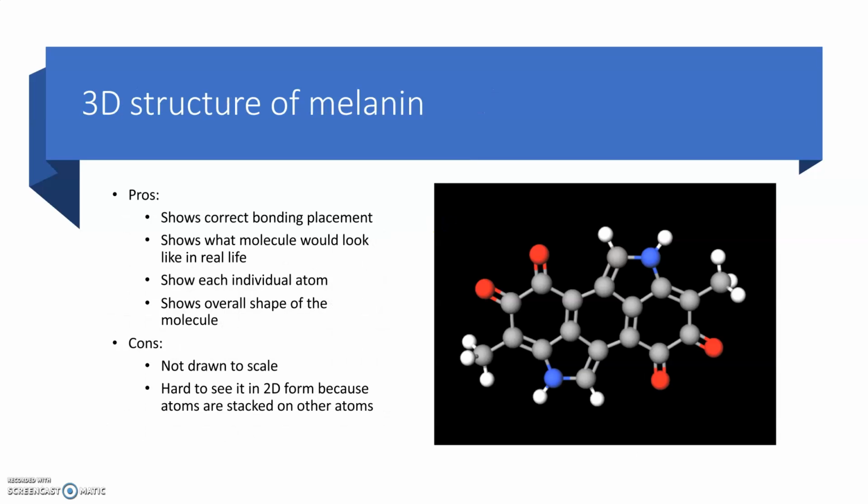This is the 3D structure. So the pros: it shows correct bonding placement, shows what the molecule would look like in real life, shows each individual atom, the overall shape of the molecule, the sizes of each atom, and this one is also color coded. The cons: it's not drawn to scale and hard to see in 2D form because atoms are stacked on other atoms. But this is just a picture, and if it was real, you can click and drag it around.